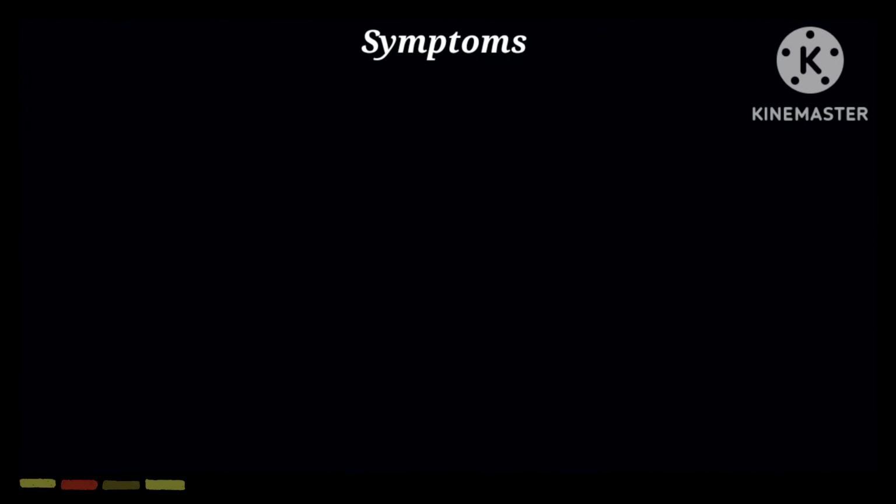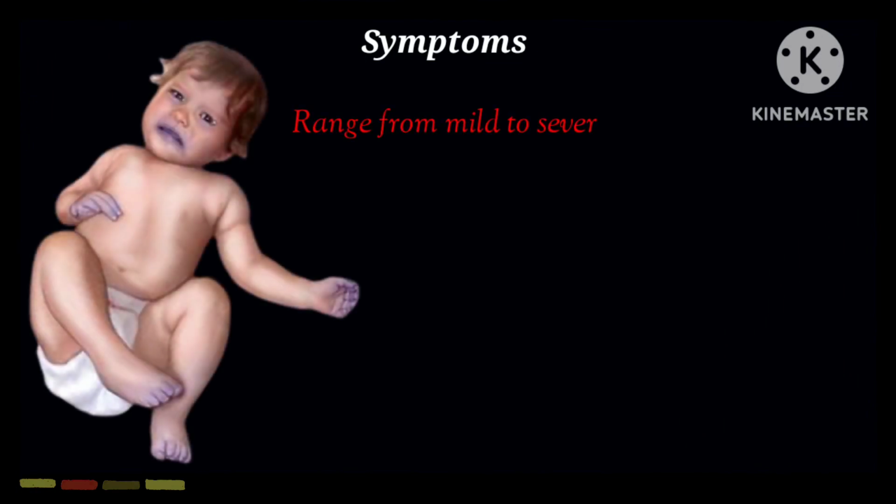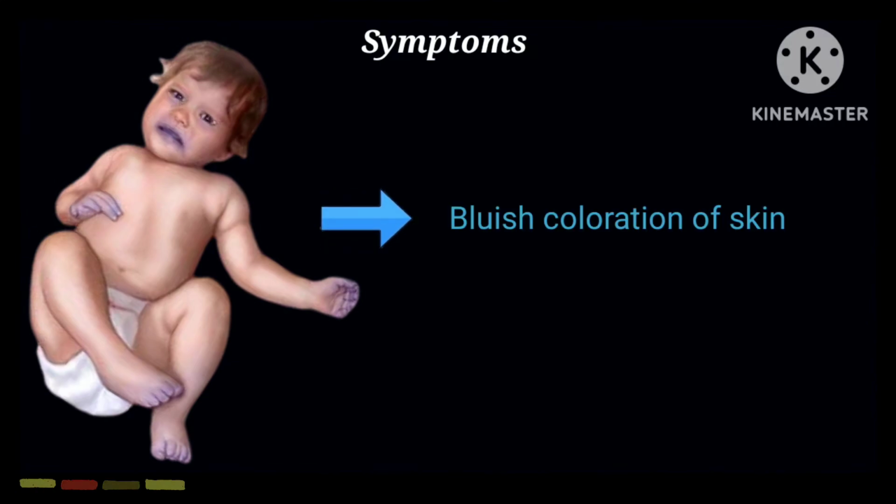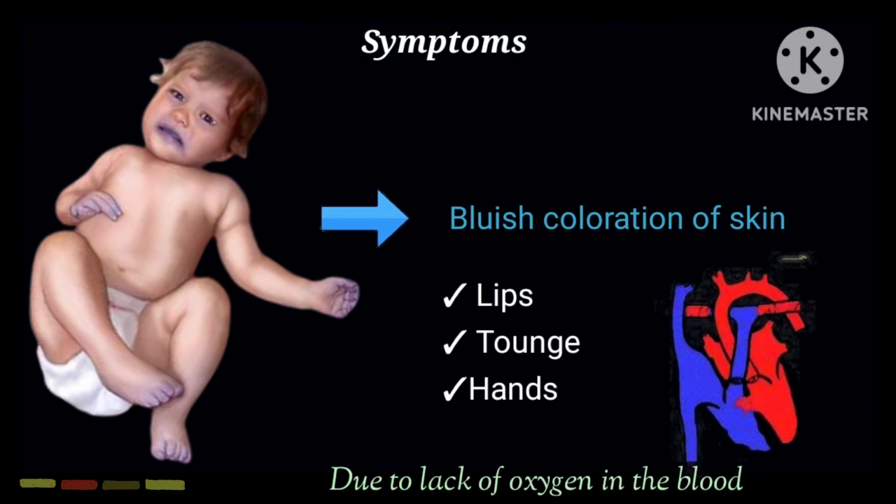The symptoms of Tetralogy of Fallot may vary and can range from mild to severe. They may be present from birth. The most common symptom is bluish coloring to the skin, particularly the lips, tongue, and hands. This is due to the lack of oxygen in the blood.